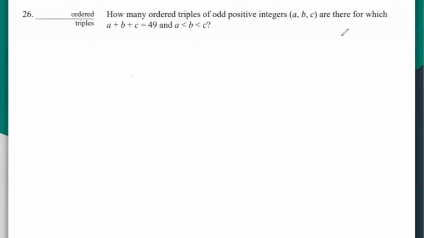Hello, everyone. So we have the 2025 MATHCOUNTS chapter problem. This was the last question on the sprint test. So we have problem 26. How many ordered triples of odd positive integers A, B, C satisfy this equation, where A is smaller than B, and B is smaller than C?